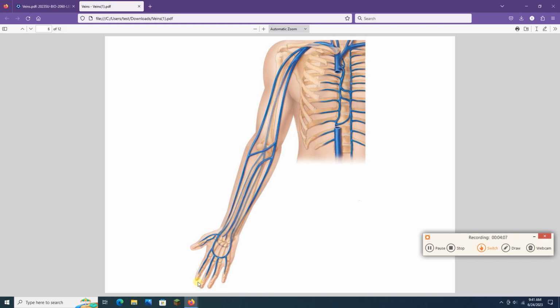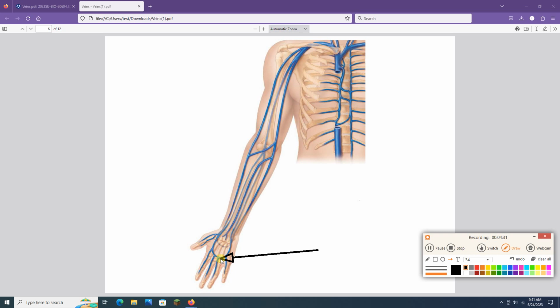What I want you to notice, in this hand, in this forearm, in this arm, we have vessels that are like a dark blue and then vessels that are a lighter, more muted blue. The brighter colors are for superficial vessels. The more faded colors are for deep vessels. So let's do some superficial vessels first. I do see a superficial palmar arch right there.